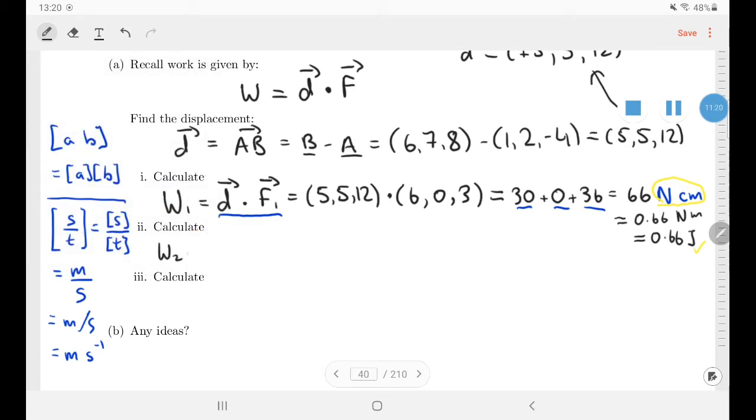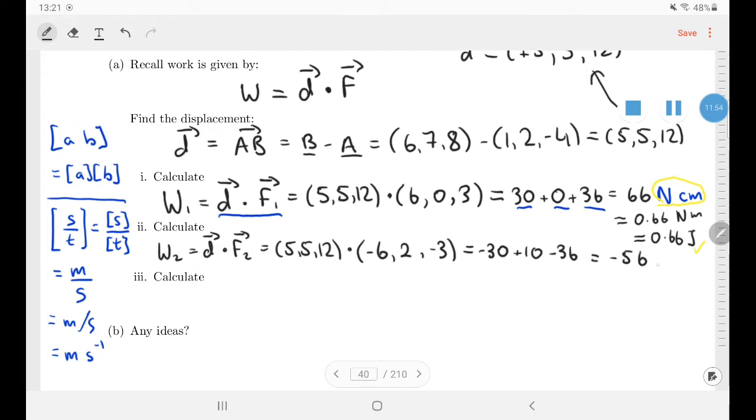So the work done is the dot product or the scalar product of the displacement with the second force, which is still 5, 5, 12. Dot product, the second force is minus 6i, 2j, and minus 3k. So you get 5 by minus 6, which is minus 30. 5 by 2 is 10. And 12 by minus 3 is minus 36. And I think I'm getting minus 56.